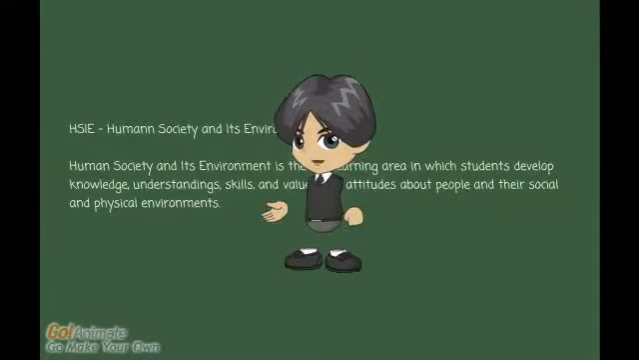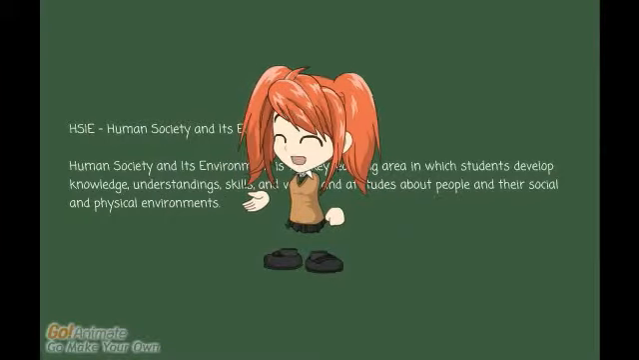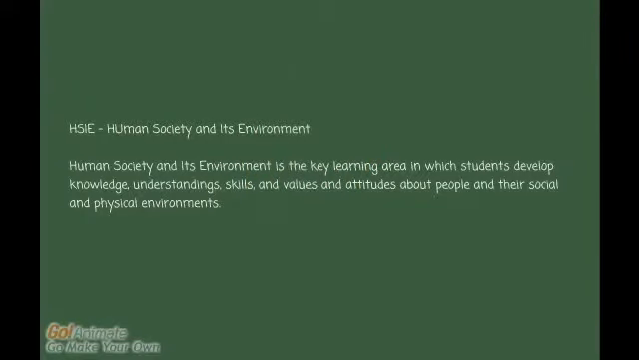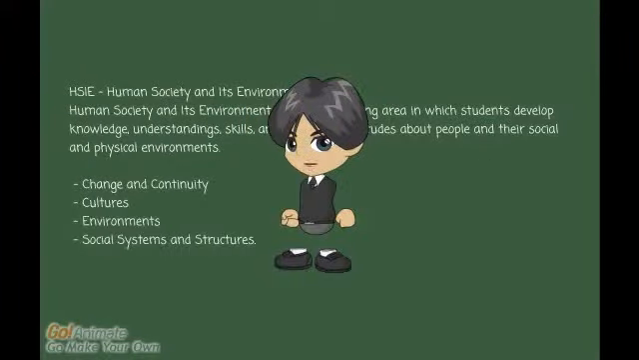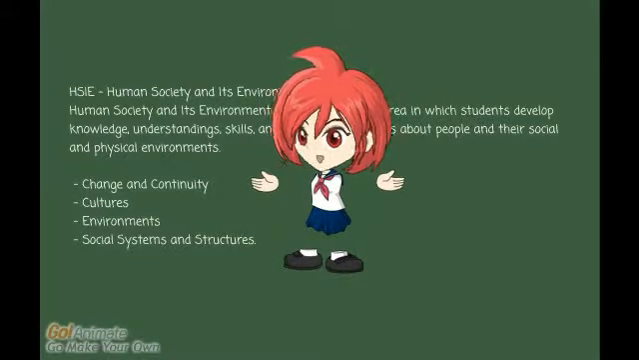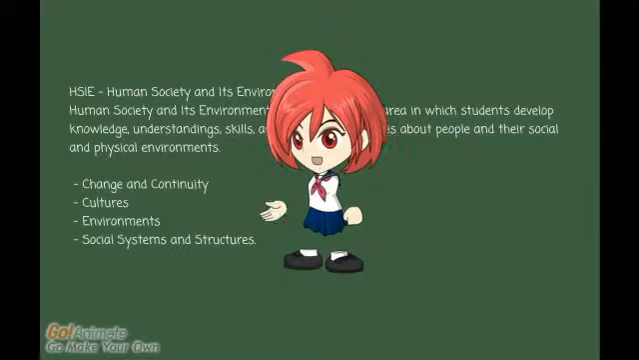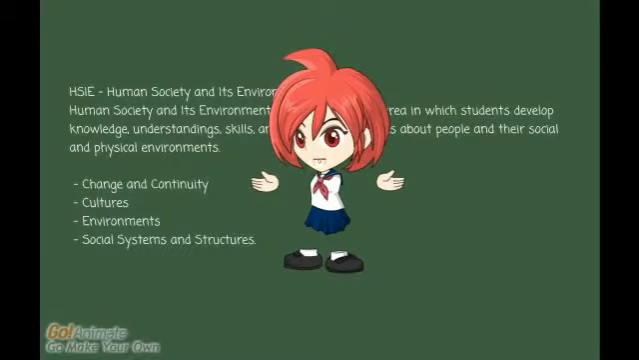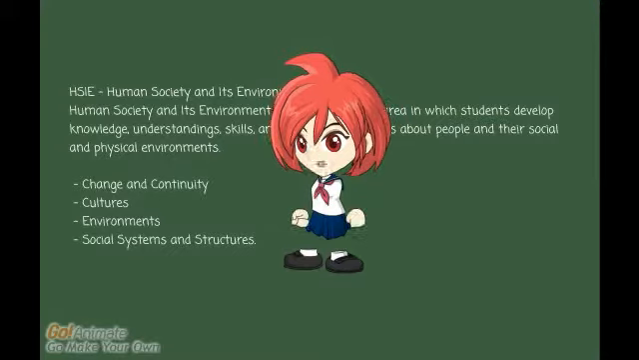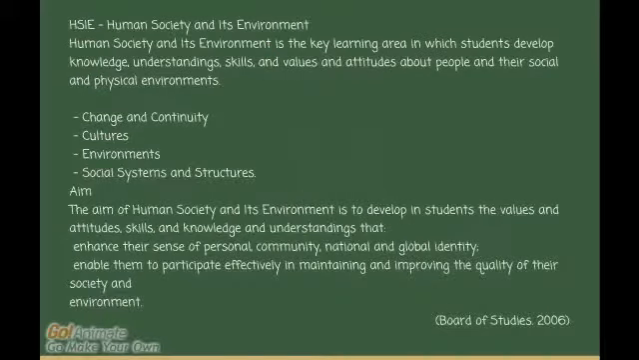What topics are in HSIE? There are change and continuity, cultures, environments and social systems and structures in HSIE. Okay. Let's add it onto the board. Then, what is the aim of teaching and learning HSIE? The aim of human society and its environment is to develop in students the values and attitudes, skills, and knowledge and understandings that enhance their sense of personal, community, national and global identity, and enable them to participate effectively in maintaining and improving the quality of their society and environment. Well done, Susan. We can find all this information from the HSIE syllabus.